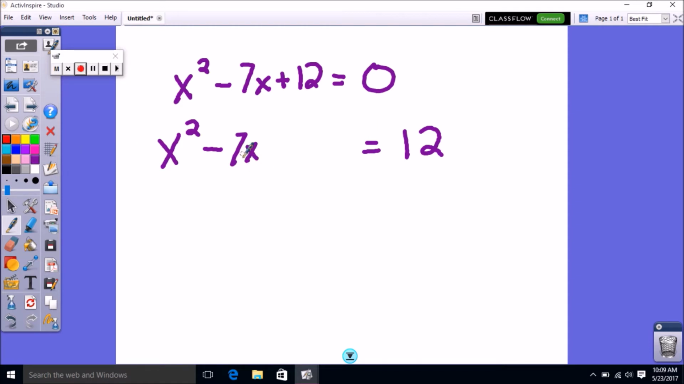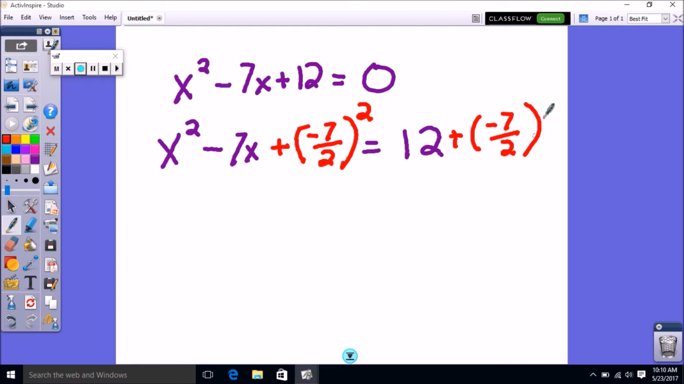So next you want to take half of the b term and square it. This is where a lot of kids pull out calculators when there's an odd b term. And they say, oh, negative 7 divided by 2 is 3.5. I want you to stick with fractions, because when we get to simplest radical form and we do a problem with a fraction, then obviously you can't have decimals. So half of negative 7 is actually negative 7 divided by 2, and we're going to square that. And we're going to do that to both sides of the equation.